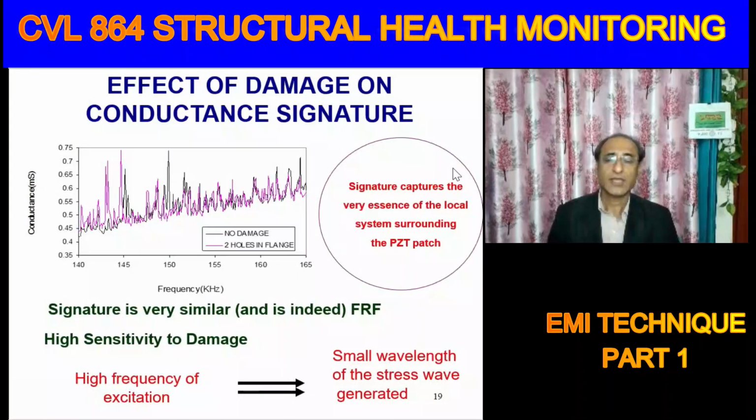Now the question is, how do we quantify the damage? Here the signature is like an FRF, and when there is any change, we see that some of the peaks have shifted. Some of the peaks shift to the left because of the loss of stiffness, and because these are highly local modes, some new modes may be created. So we may find that some new peaks have also come which were not there otherwise.